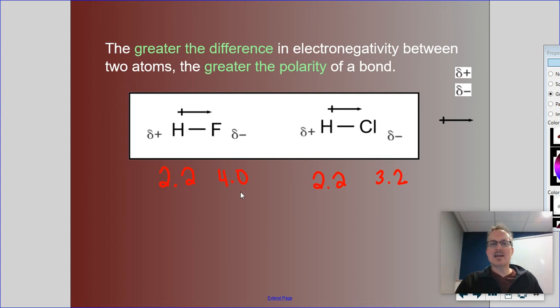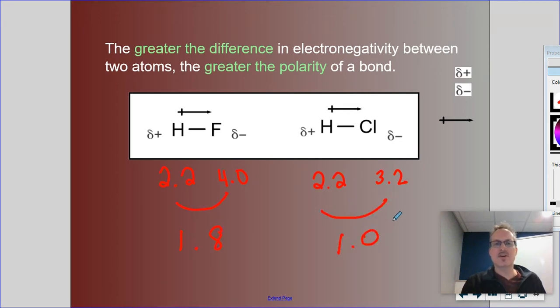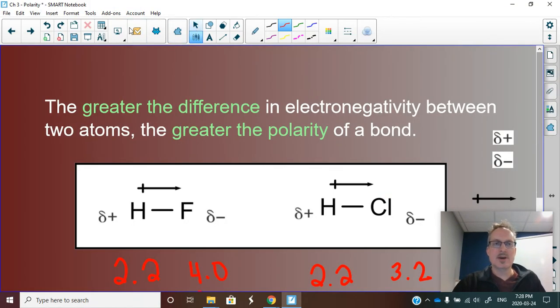But we can say because the difference is greater between hydrogen and fluorine, there's a bigger difference when I subtract 2.2 from 4 than when I subtract 2.2 from 3.2. We're going to say that the hydrogen fluoride, it has more polarity. It's more polar than HCl. It pulls harder. There's a bigger difference here. Because if we take a look, the difference here is going to be 1.8, and the difference here is going to be 1.0. HF wins. And we'll go back to our pointer here.